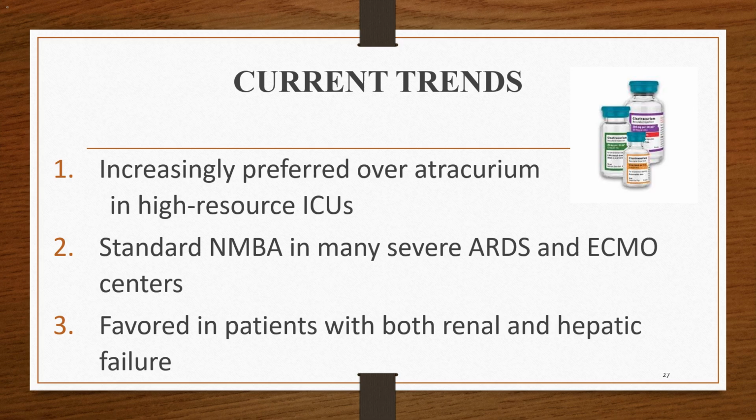2. Standard in severe ARDS and ECMO centers. Cisatracurium is a standard neuromuscular blocking agent (NMBA) in many centers dealing with severe acute respiratory distress syndrome (ARDS) and extracorporeal membrane oxygenation (ECMO) because it improves oxygenation and reduces ventilator-induced lung injury. 3. Favored in renal and hepatic failure. Cisatracurium is favored in patients with both renal and hepatic failure because its metabolism doesn't depend on these organs, reducing the risk of accumulation and prolonged effects.